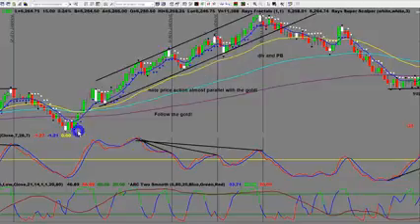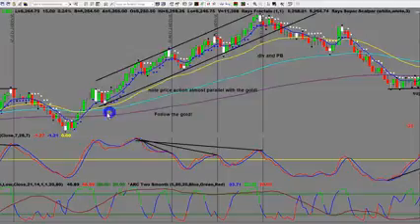Hopefully this makes sense, and of course we cover this in the Day Traders Fast Track program a great deal. But draw your channels in. It's just a good indication of what may happen.